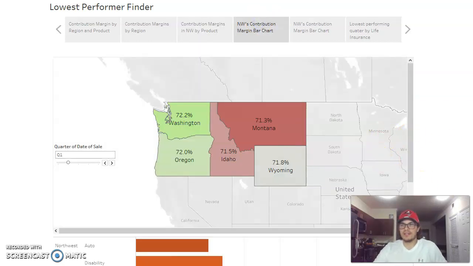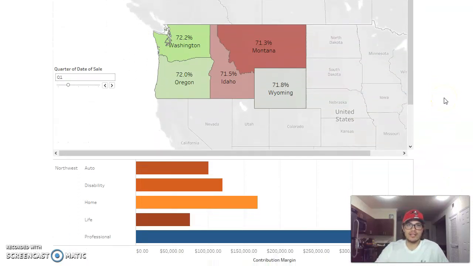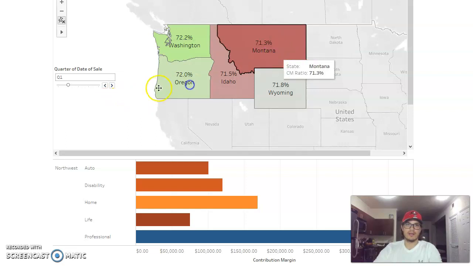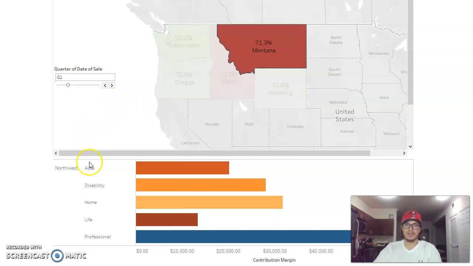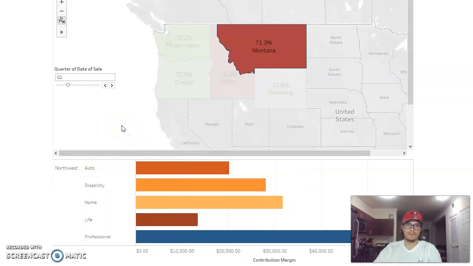Which brings me to my interactive dashboard. Here we are highlighting all the states' contribution margin ratio in the Northwest, from lowest being red to highest being green. Again, the highest in green is a good indicator of a healthy contribution margin ratio. What I like about the interactive dashboard is we can click on, let's say, Montana. It seems to be our lowest one, and we can see that the products adjust accordingly to Montana.